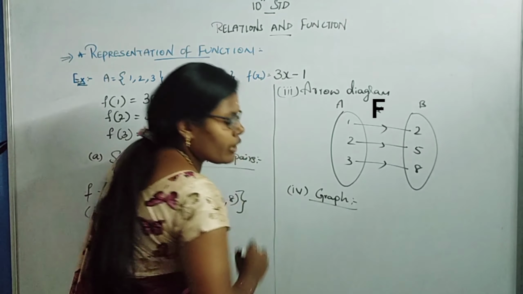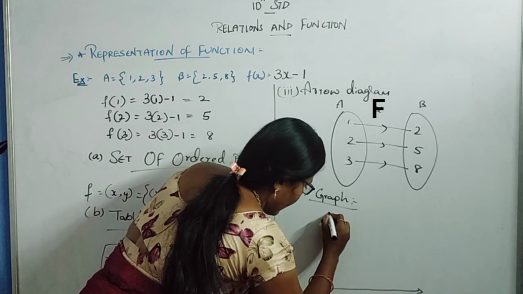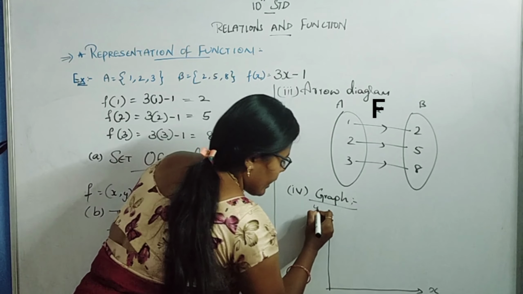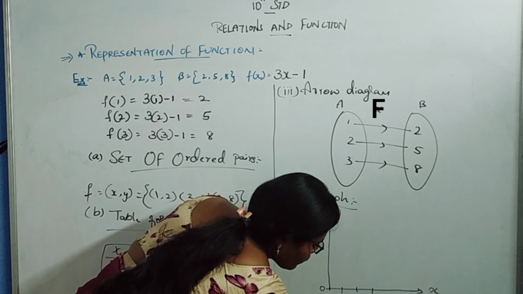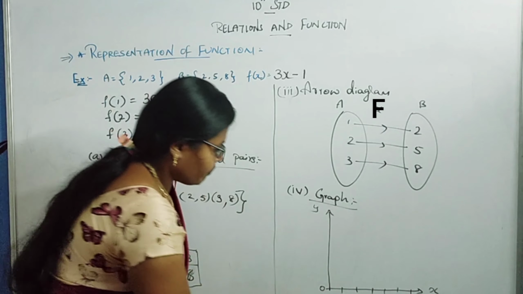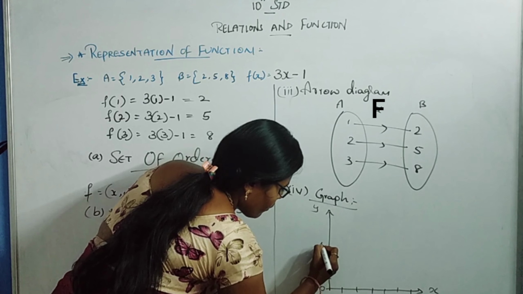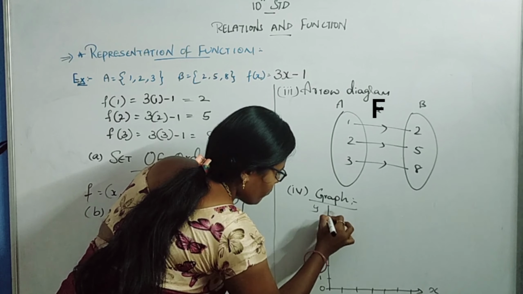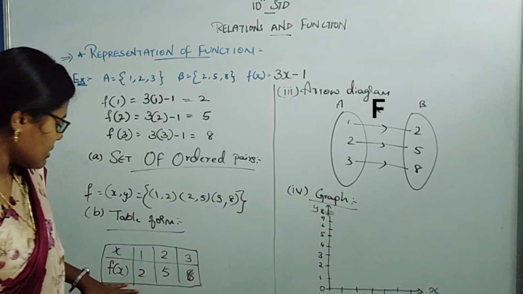So a graph is nothing but you plot the x and y axis. Let's say this is your x axis and this is your y axis. So this is your 0. Let's say 1, 2, 3, 4, 5, 6, etc. Then 1, 2, 3, 4, 5, 6, 7, 8. Okay. See in this table, if you see, you'll get it.